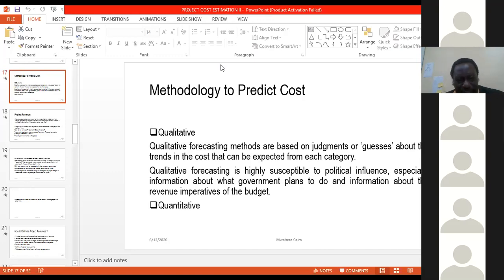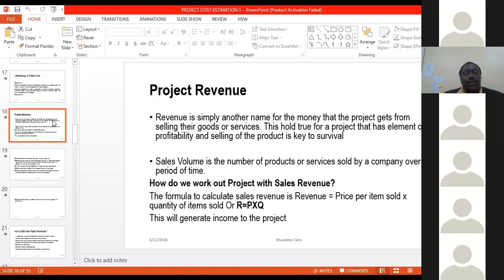It cannot work. So the best approach is to use the quantitative. With quantitative, you can plan even 100 years or 200 years ahead of the project. So these are the things that you will find to be the most important tools. This will be similar to when you are predicting your revenue.